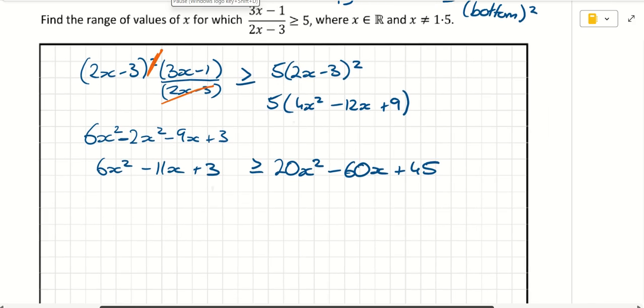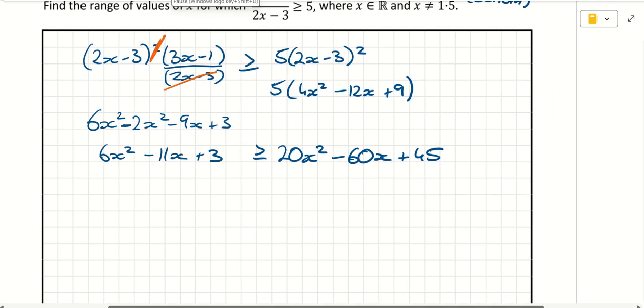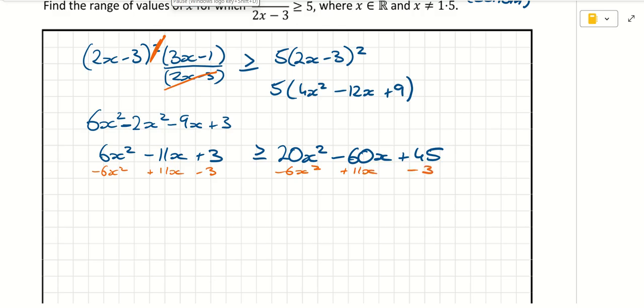Right, we want everything to be on the one side of the equals. So we need one side to be 0 because this is looking a bit like a quadratic. Okay, that one's positive, so let's move all these things. So minus 6x squared plus 11x minus 3. So we will get 0 is greater than or equal to 14x squared minus 49x plus 42.